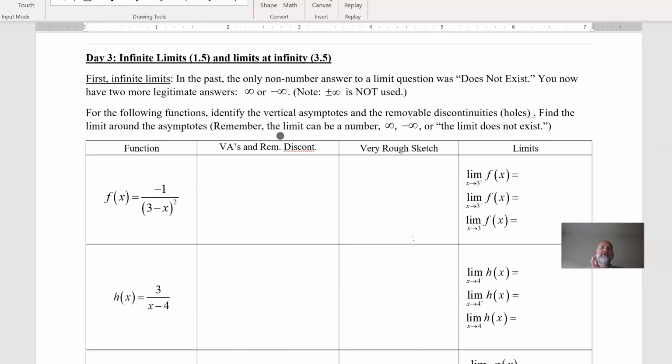This is what we would do on day 3 normally, and it's looking at two different things. It's looking at when you have limits that are infinite, and how you say that, and what happens when you look at limits at infinity, meaning we're looking infinitely far in the x direction. Basically, we're talking about infinity up and down, and then infinity left and right.